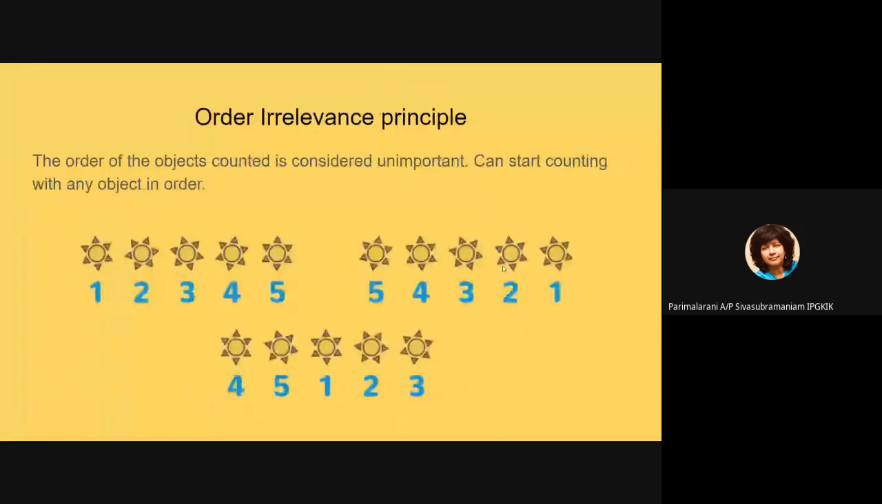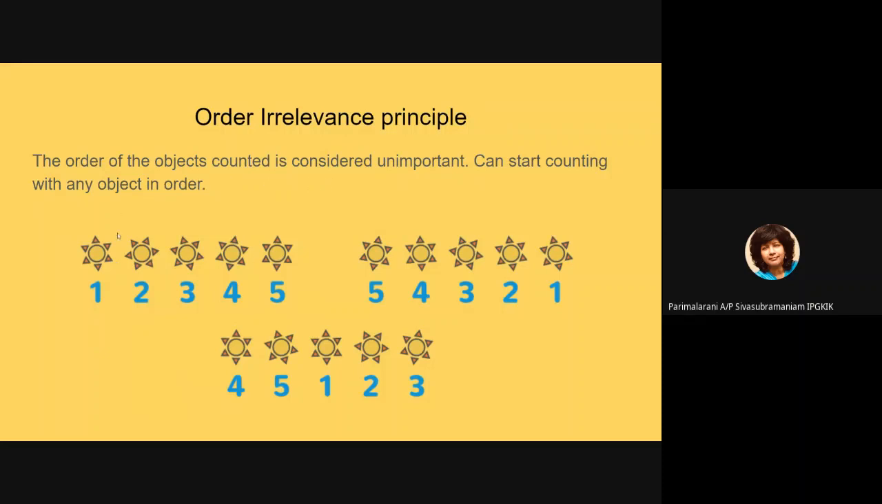The third principle is order irrelevance principle. Order irrelevance principle is the order of the objects counted is not important, but the stable order must be observed. But the order of counting the objects is not important.